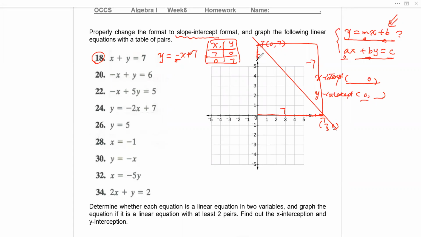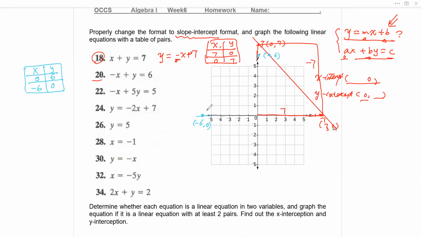All right, let's move forward. Since we talked about that, I will go a little bit quicker. Like number 20, you can quickly graph this. When x equals 0, y equals 6. When y equals 0, x equals negative 6. So 0, 6 is right here, and the x-intercept negative 6, 0 is actually this dot. We're graphing in the same chart here.